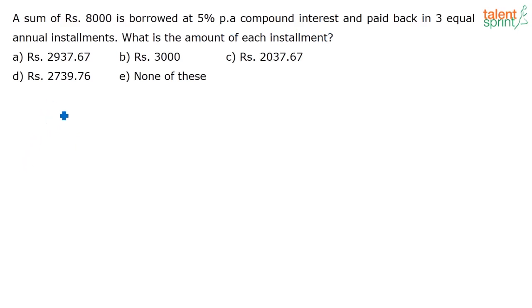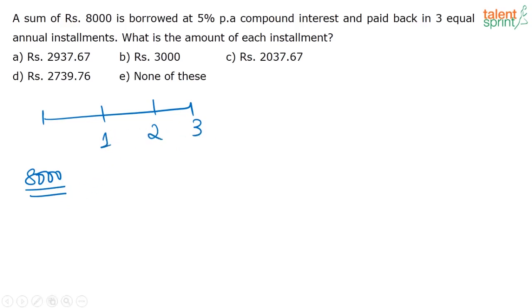So, there are 3 years. This is the first year, this is the second year, and this is the third year. At this point, I am taking 8,000 rupees from somebody, and every year I am giving a little amount. So here what we are doing is, 8,000 rupees I am borrowing from somebody and I am giving it back in 3 installments. Annual installments means at the end of every year I am giving one amount.